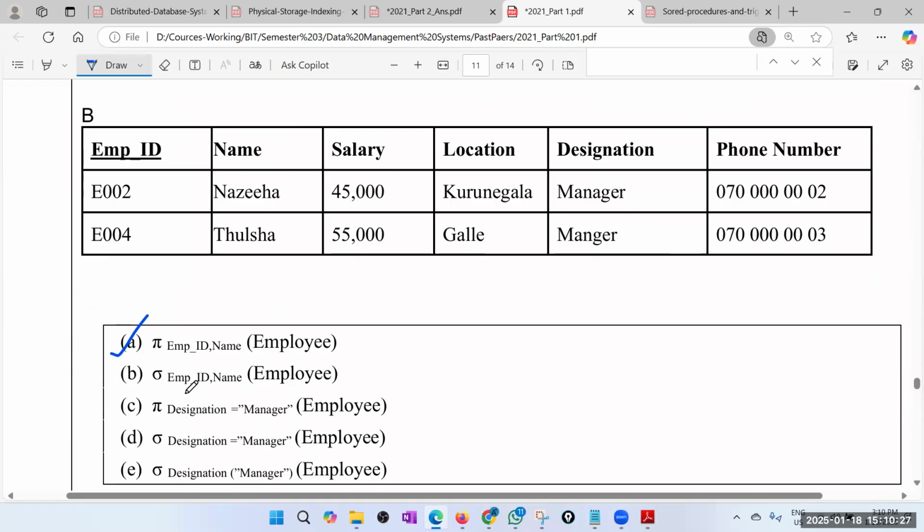B. Sigma can't be done like this. This is not a condition; it is like writing a sigma with 5. So that can't be. You can't do 5 like this. This should be sigma. So this is wrong syntax also.